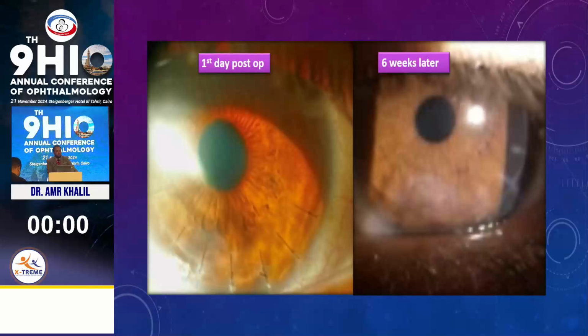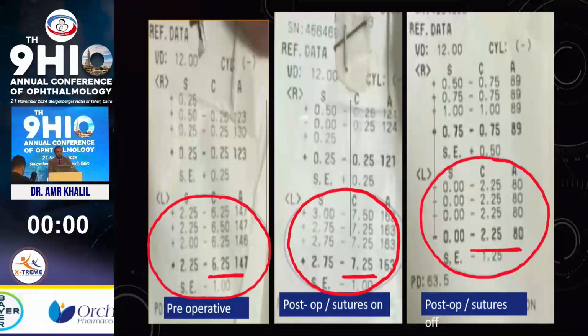This was the postoperative result on the first day postop, and I removed all the sutures 6 weeks later. This was the refraction of the patient. It was a high cylinder, about 6 cylinder preoperatively, and postoperatively with the sutures on, and after removal of the sutures, you can notice the dramatic decrease of the astigmatism.